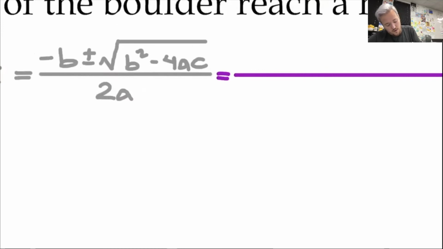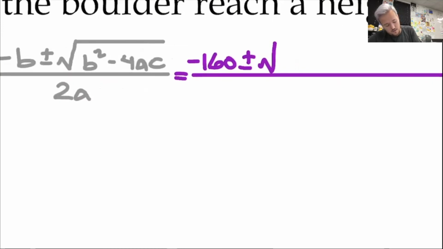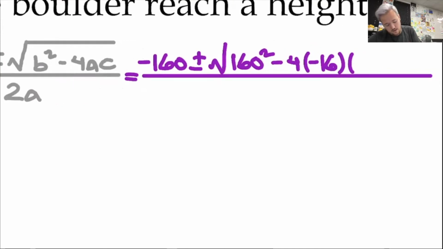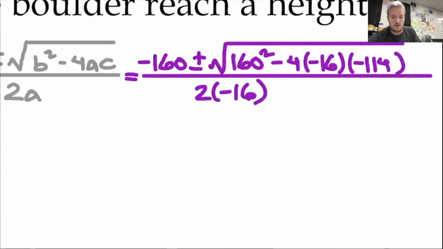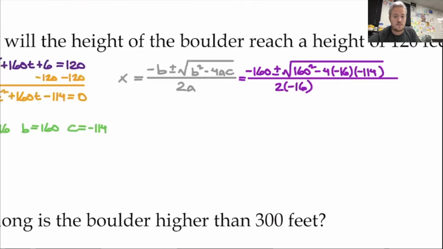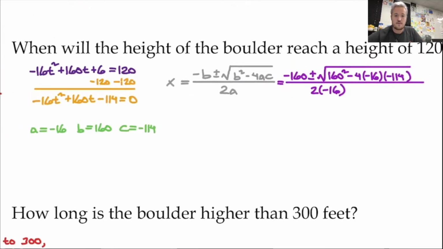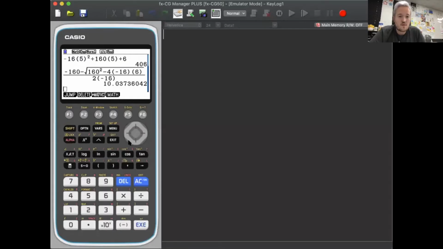Hopefully. So we have negative 160 plus or minus the square root of 160 squared minus 4 times A times our C value, all over 2 times our A value. So this is what I'm going to plug into the calculator, the little handy dandy machine. Over here, I'm going to go ahead and just get rid of all this. It's just going to distract me.